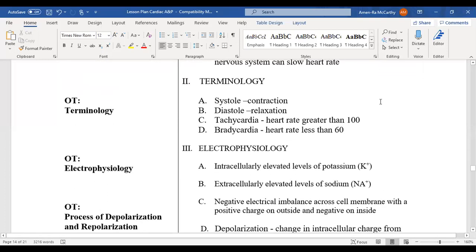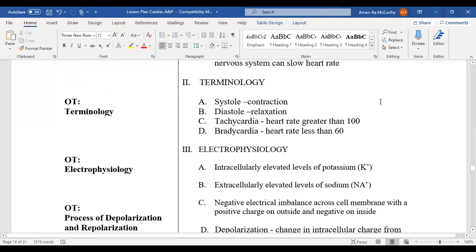All right. Terminology: systole, AKA contraction, also AKA squeeze, AKA depolarization. Good. What about diastole, AKA relaxation, AKA relax or repolarization. Good. The word tachy means fast, brady means slow. So any heart rate greater than 100 is tachycardia. A heart rate less than 60 is bradycardia.